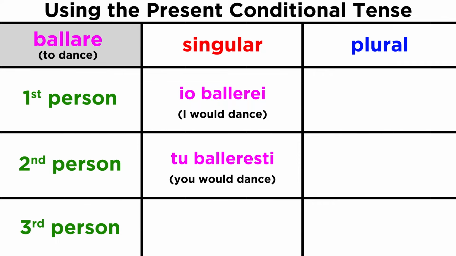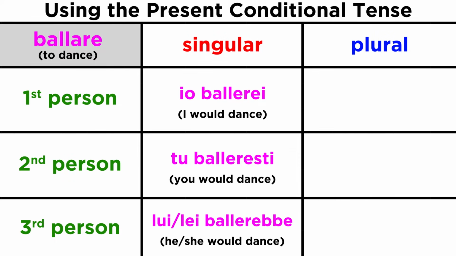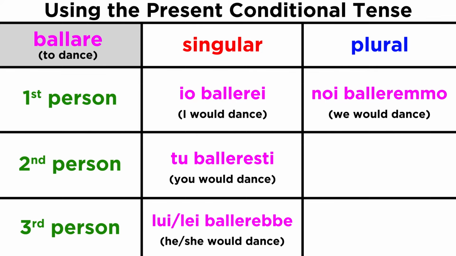Tu balleresti. Lui o lei ballerebbe. Noi balleremmo. Be sure to note the double M here, which will be the case for all examples of first-person plural in this tense. If you do not use the double M, you will actually be using the future tense, which implies that the action will actually happen.